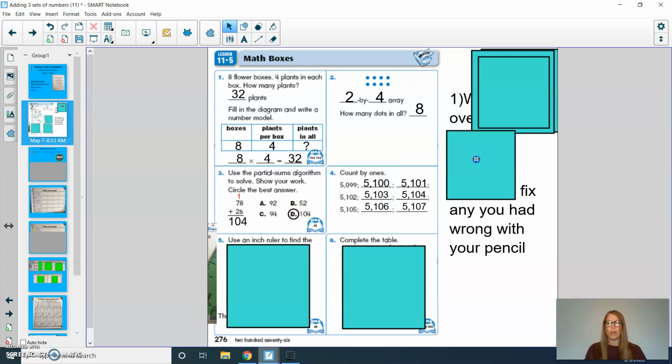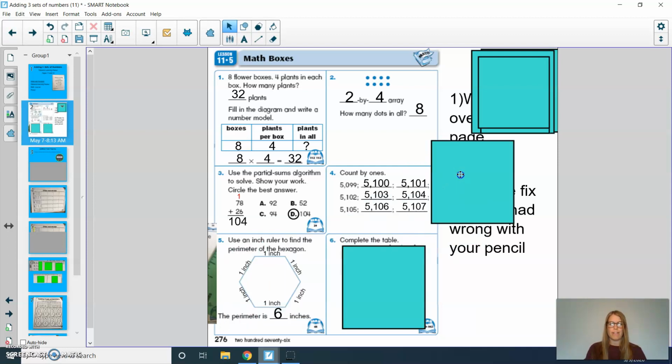For question 4, you're continuing the count, counting by ones. So I had 5,099, 5,100, 5,101. Then they gave me 5,102. I had 5,103, 5,104. And in the last row, we had 5,105, then 5,106, and lastly 5,107.